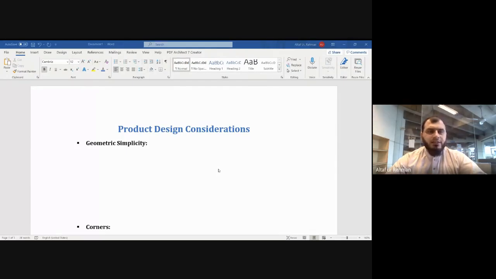Before this, you have covered what is casting, how to design mold, the different materials of mold, the different types of castings, what are the defects that occur in casting processes, and the different materials that can be used as a casting material. So if the designer has decided that casting is the main process to produce that product, then there are certain guidelines to follow, and these guidelines can be called product design considerations.